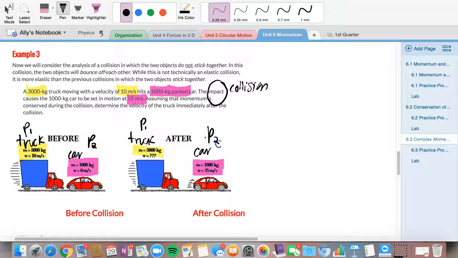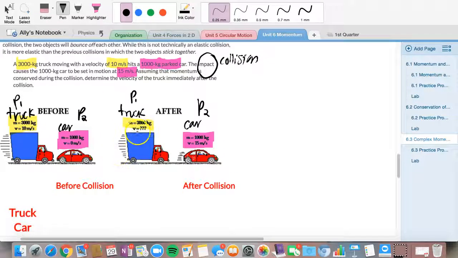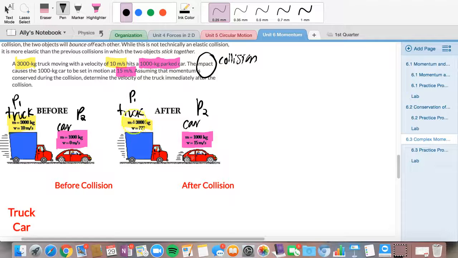So let's look at what we're given here. We are given everything except for the velocity afterward of the truck. So it wants to know what's the speed of the truck after it hits the car. Well, let's create our problem. P before equals P after. Let's break P before into P1 and P2. Let's break P after into P1 and P2.